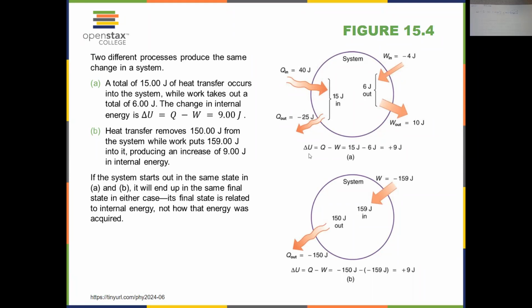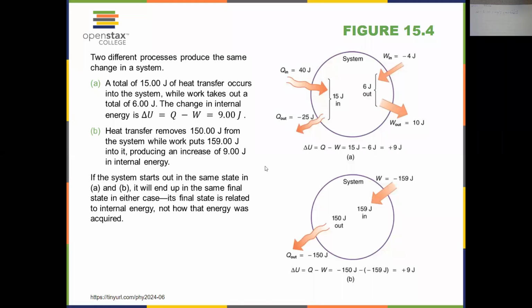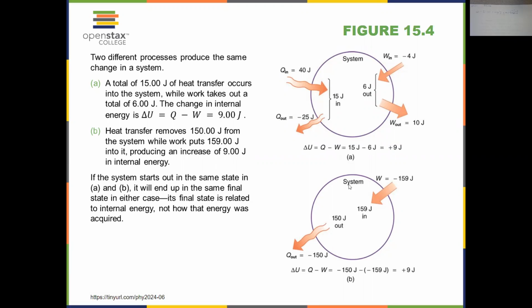As long as the change in internal energy is the same, if the system starts out at the same condition, for example, the same temperature, same pressure, same volume, and same amount of molecules for a gas system, then they will end up at the same state as well. So if the internal energy change is the same, then although quite different processes happen in the two systems, the result will be the same.